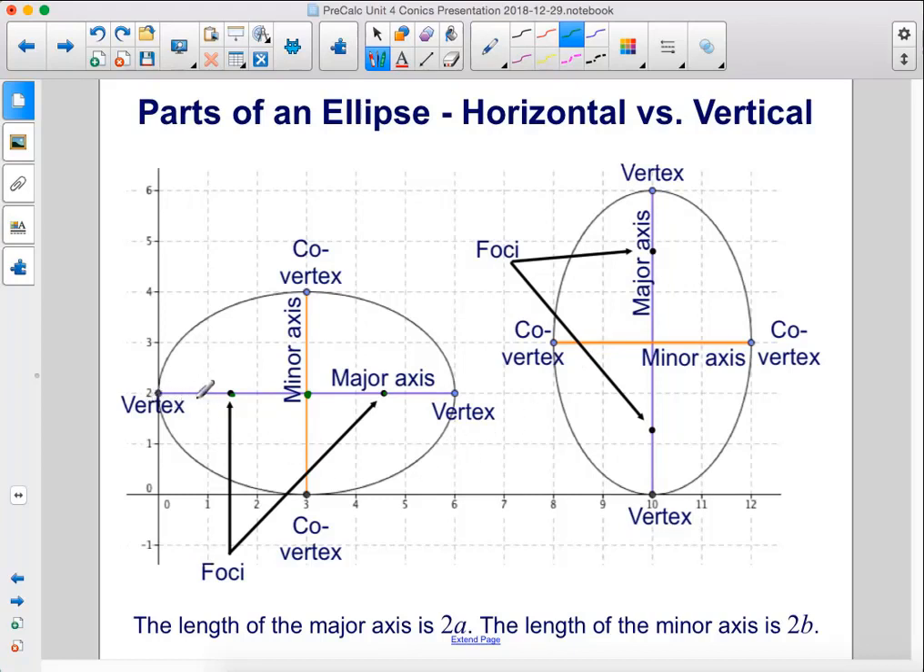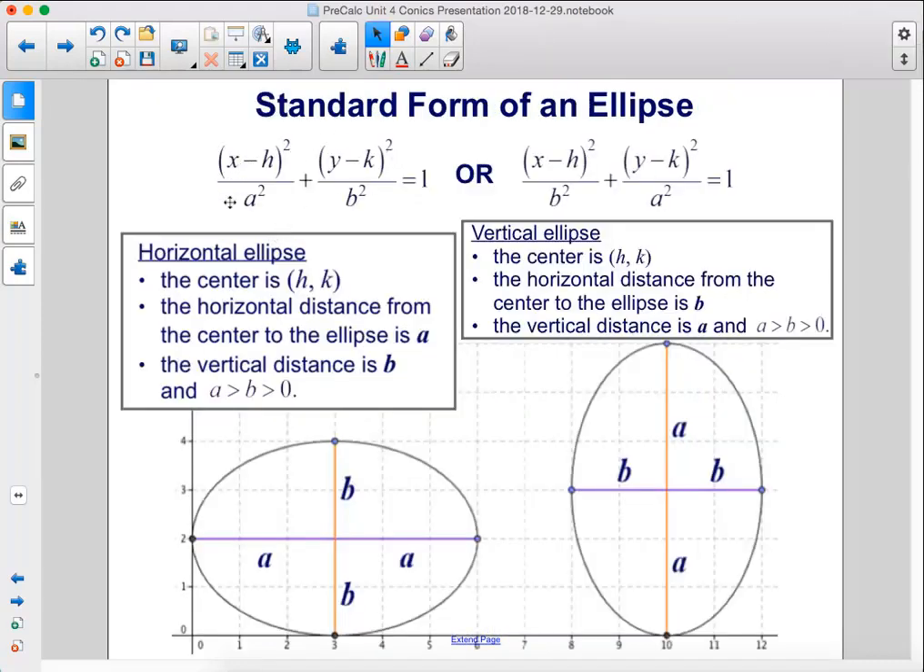The length of the major axis is 2a, the length of the minor axis is 2b. Here we have the standard form of a horizontal ellipse and the standard form of a vertical ellipse. All that has changed here is we've swapped the a and b's. So we have (x minus h) squared over a squared plus (y minus k) squared over b squared equals 1.